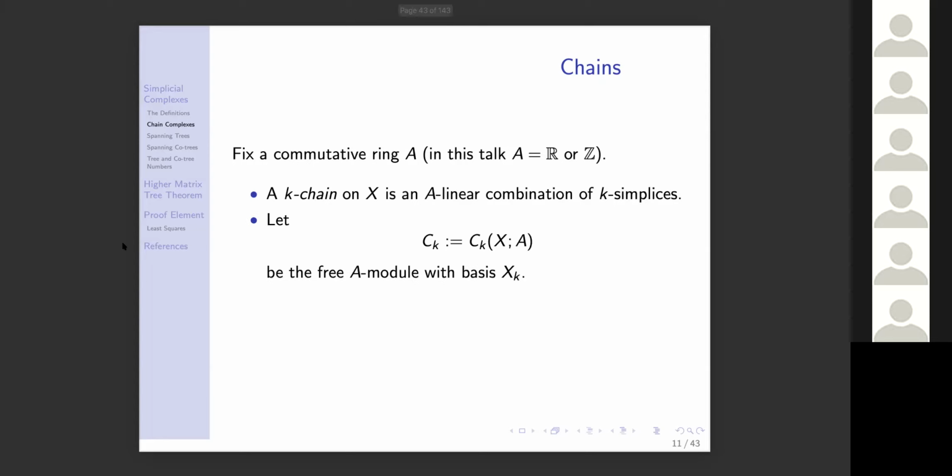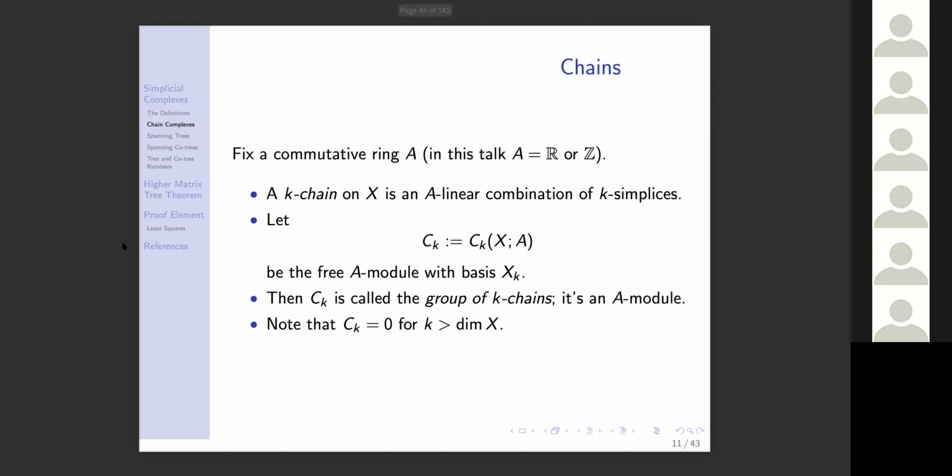So let C sub K, well, in complete notation, C sub K of X semicolon A, be the free A module having basis X sub K, right? So it's a free module over A. So in the case where A is the real numbers, that's just a vector space. And in the case where A is the integers, it's just a free abelian group. And the basis is the set of K simplices. C sub K is called the group of K chains, and it's an A module. And note that C sub K is 0 if K is bigger than the dimension of X, because if you're bigger than the dimension of X, there are no K chains.